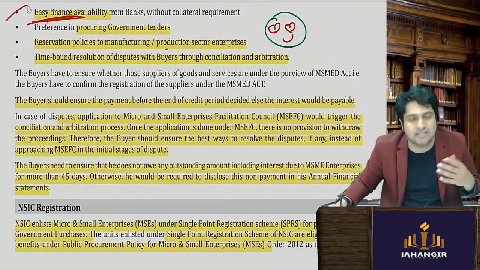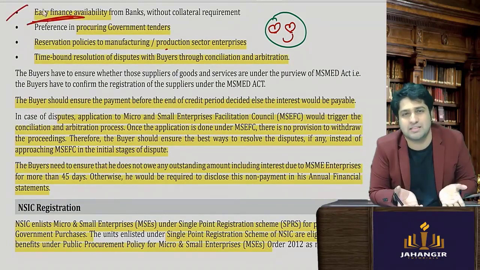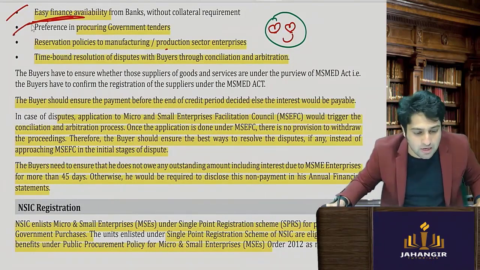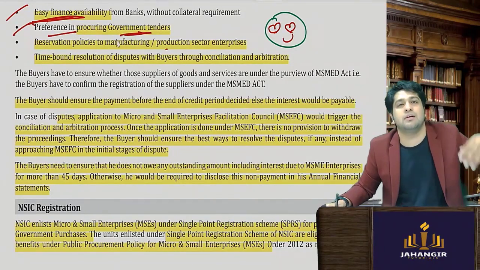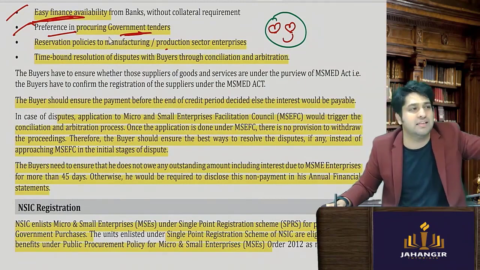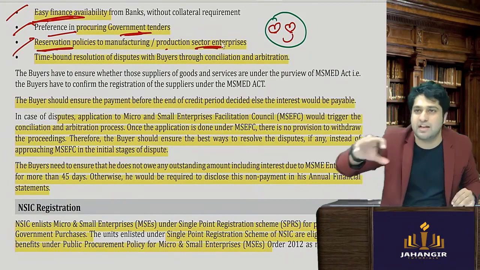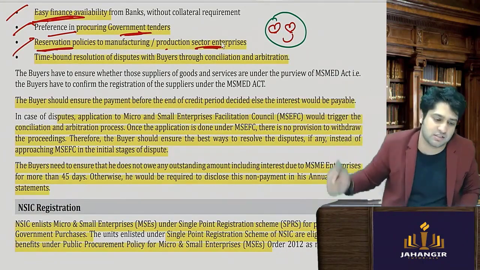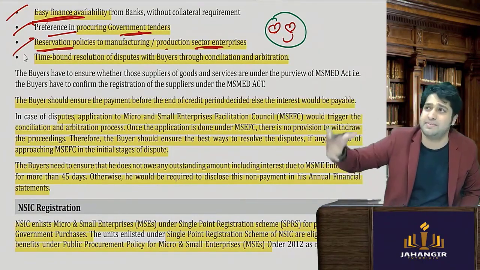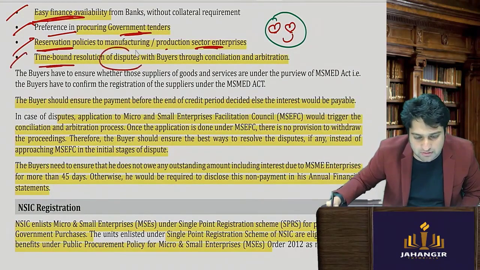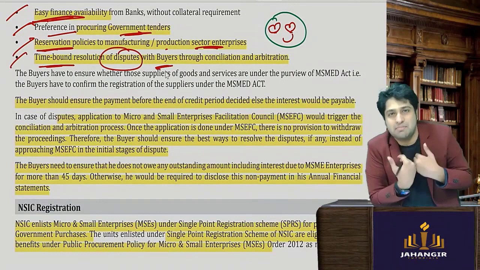They get easy finance. They will go and say we are MSME, give us a loan. So law has said give them better terms. Government also gives them preference in government tenders. When government wants to buy, they will buy from MSME. Reservation policies are there, so as we have reservation quota, there is also a reservation quota for MSME. Being an MSME, I can tap that quota. Time bound resolution of dispute with the buyer. So if I am an MSME as a seller.